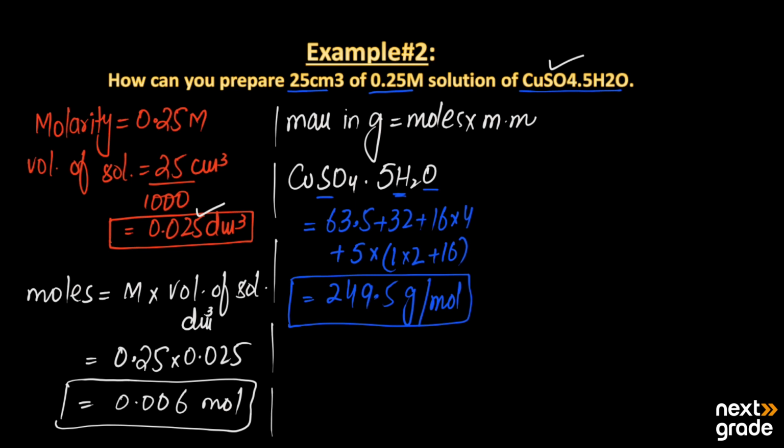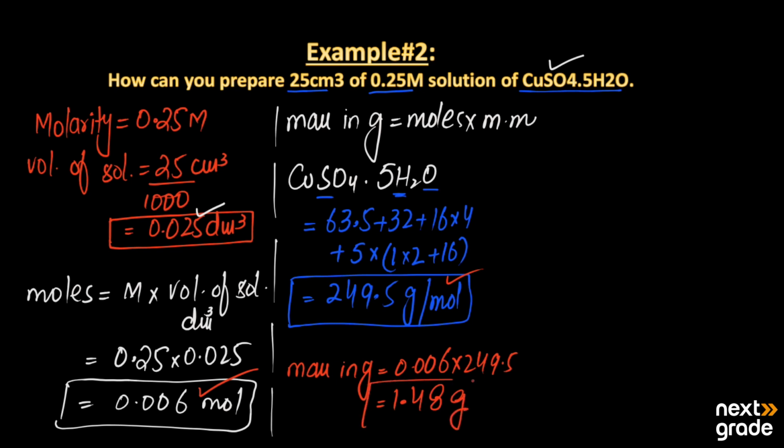Now we will find the mass in grams. The mass in grams is moles, 0.006, multiplied by the molar mass, 249.5, and the answer is basically 1.48 grams. So this is the 1.48 grams we need for this.